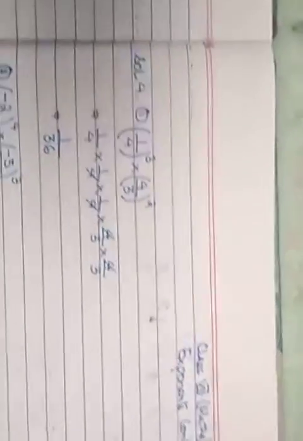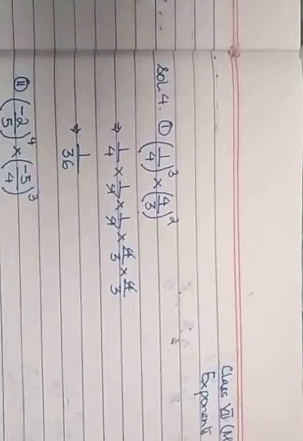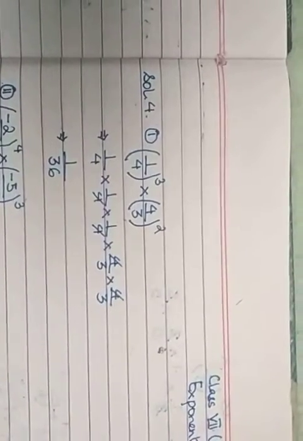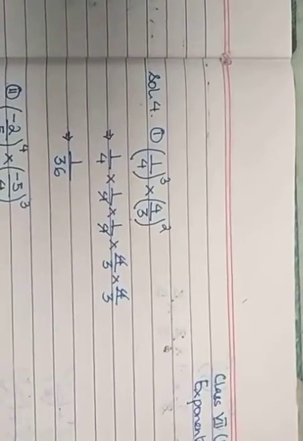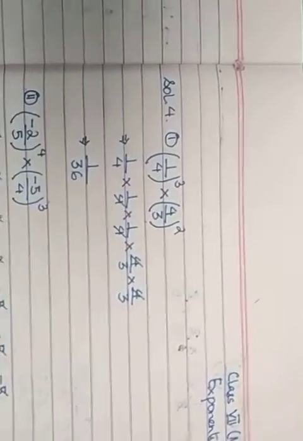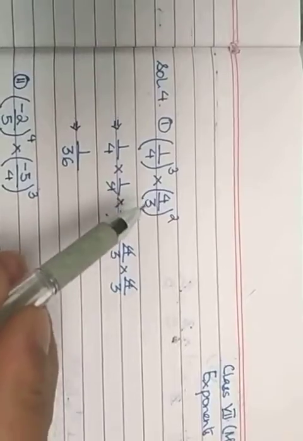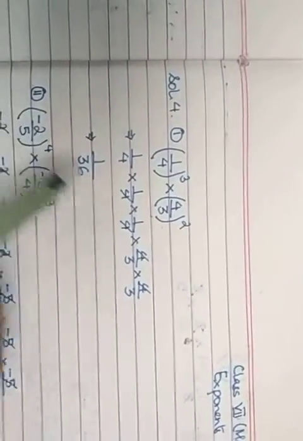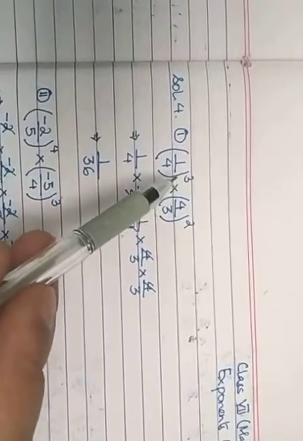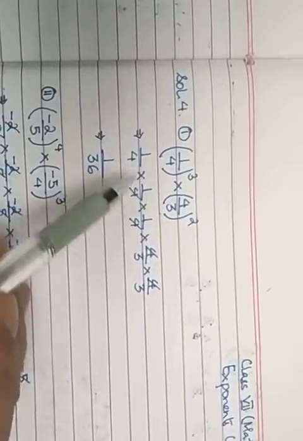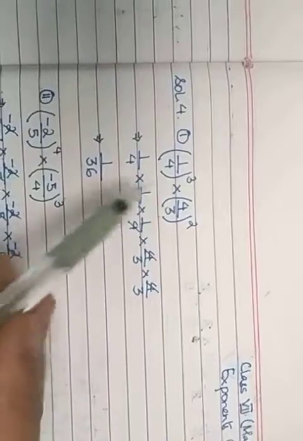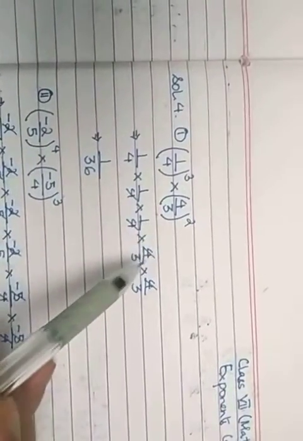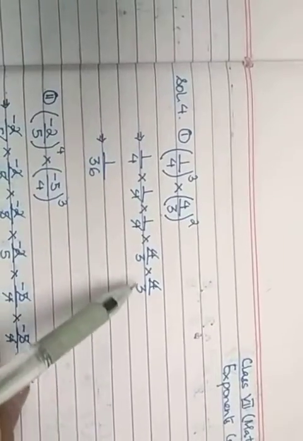Okay, so for question number 4.1 of the previous video's exercise, what we have here is 1 by 4 to the power 3 into 4 by 3 square. Now we need to multiply the exponential forms. So what I have done here, simply I have expanded the exponential form. So 1 by 4 to the power 3 can be written as 1 by 4 into 1 by 4 into 1 by 4, 3 times, isn't it? Similarly 4 by 3 to the power 2 can be written 2 times, 4 by 3.